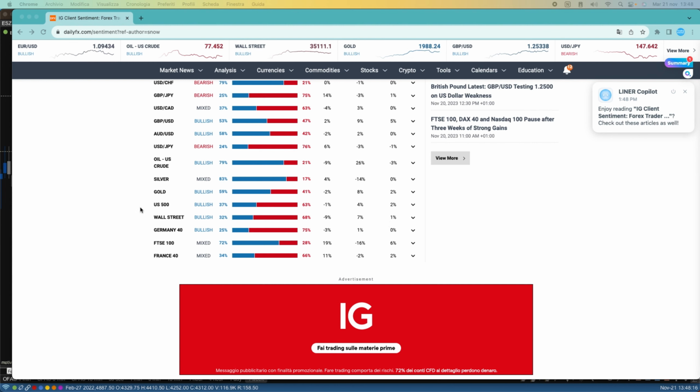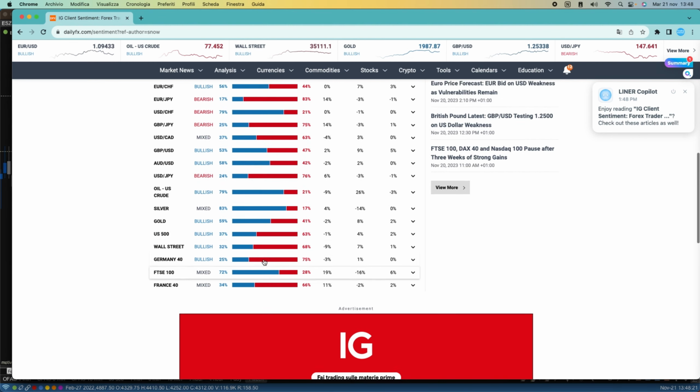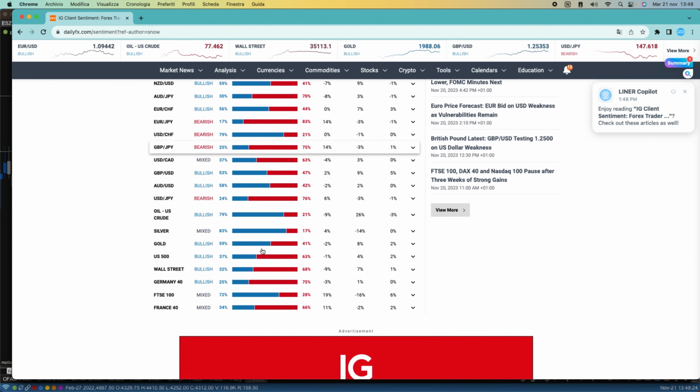For US, the only thing I care about is this graph, this histogram. We know that probably most of the traders that trade US are short at 63%. Obviously this is an indication, this is not the exact number.